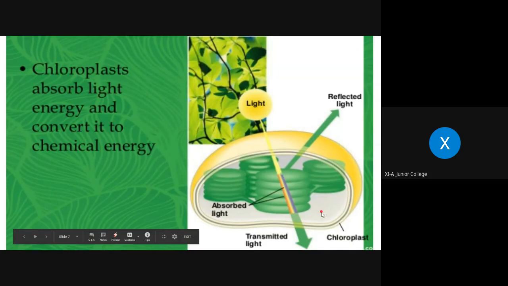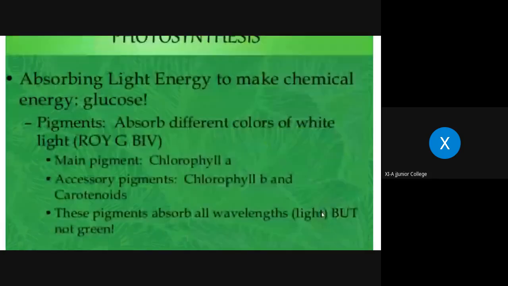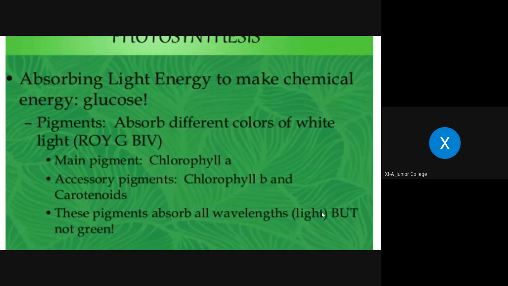So for both stroma as well as grana, both the parts of chlorophyll are very much important for the process of photosynthesis. So absorbing light energy to make chemical energy. Pigments, they absorb different colors. Main pigment is chlorophyll A, whereas accessory pigments are chlorophyll B and carotenoids. And these pigments absorb all wavelengths of light but not green. Now you remember the visible spectrum we learned, that you need to remember.